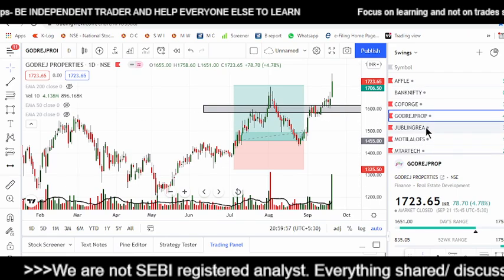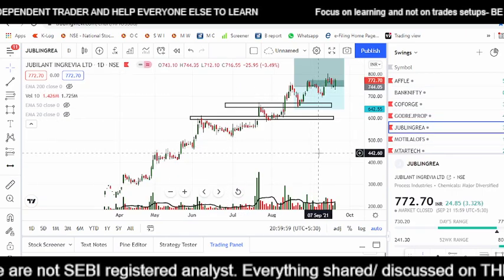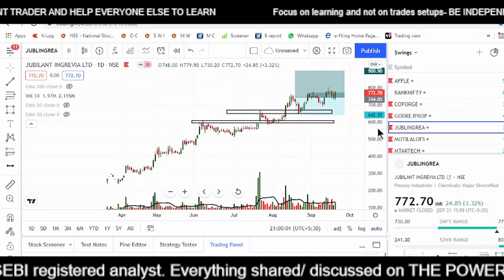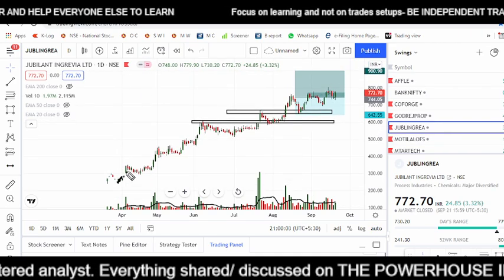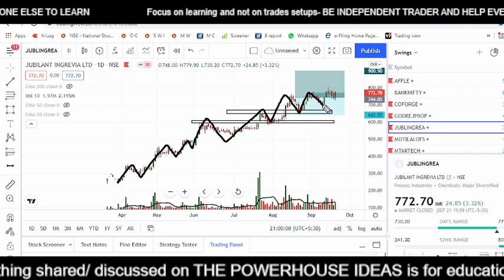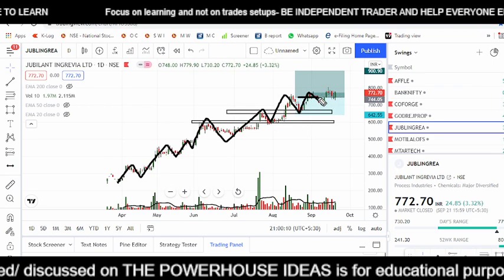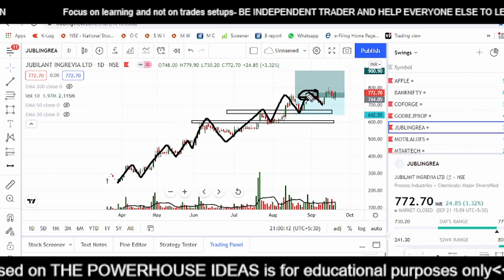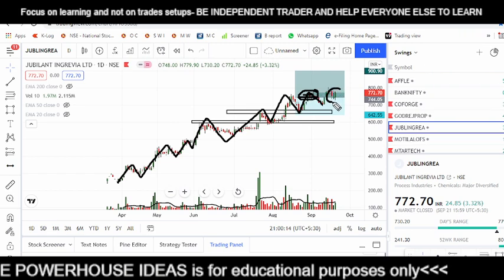So this is Godrej Properties. Let us move to the next stock, that is Jubilant Ingrevia. This is one of my favorite stocks, forming a higher high and higher low pattern on a continuous basis without any deviation. Again, the stock has taken a support at the place of the previous high. We can see it over here.